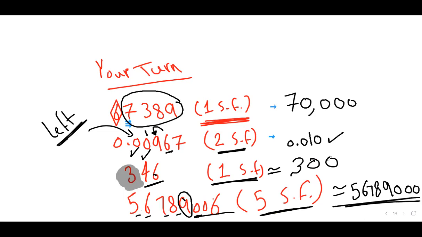Sir, in question number 2, 0.00967 into 2 significant figures, shouldn't it be 9, 6, and we'll see what the 7 would give or not? Because I thought it's one significant figure. Here it's 2, yes? Yeah. Ya Shabab, again, I will do 2 again.